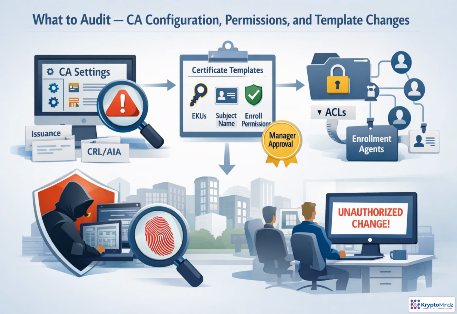Configuration changes fall into two buckets: routine maintenance and security-sensitive events. Adjusting CRL intervals or fine-tuning issuance settings is usually normal, as long as it's recorded. But changing template EKUs, subject name rules, or enrollment permissions can quietly expand who can mint powerful certificates. The same risk applies to edits on CA ACLs or enrollment agent rights. Those changes should trigger immediate review, because a single unauthorized modification can undermine your entire PKI trust model.